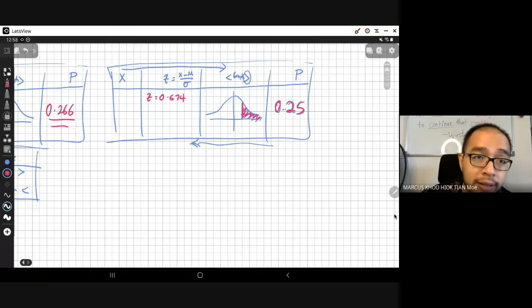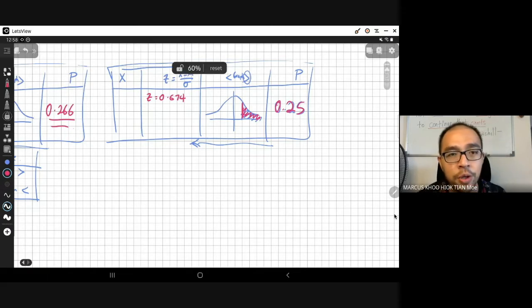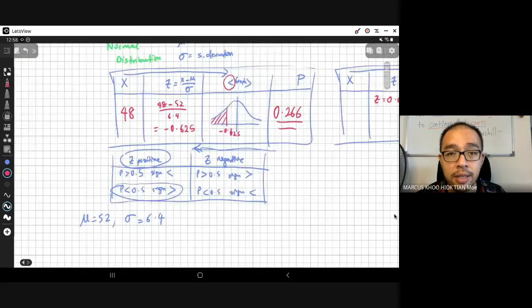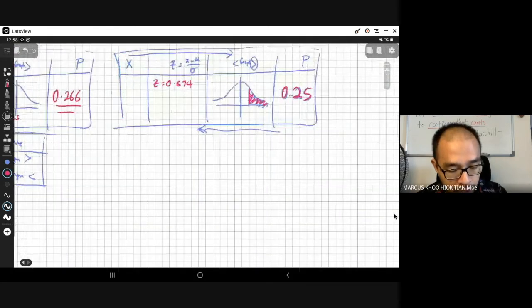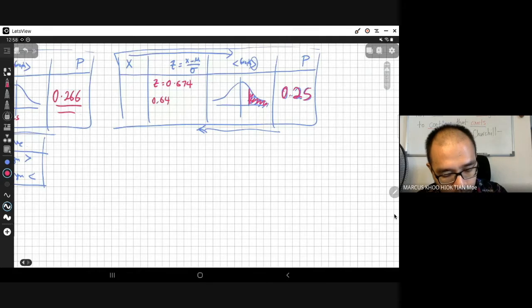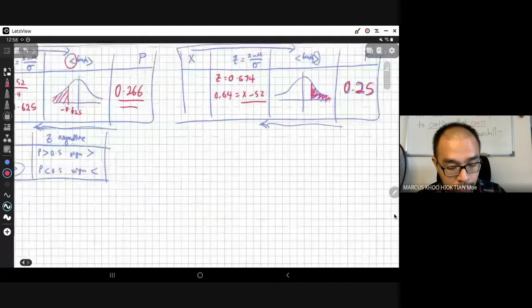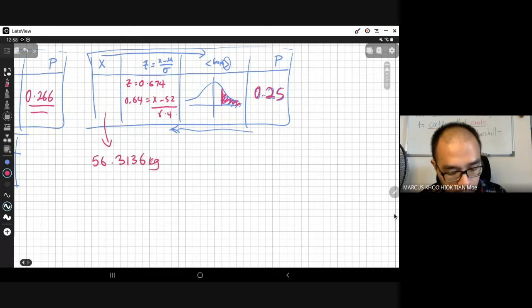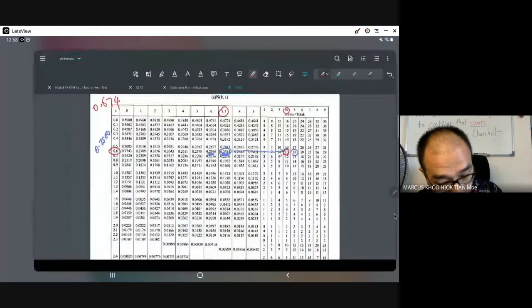Can you find the X value? Of course you can. You already have the mean, you already have the Z, and you already have the standard deviation. Okay, so the mean is 52. So 0.674 equals to X minus 52 over 6.4. Okay, and so when you do this, you will get the answer lebih kurang 56.3136. Okay, kilogram or gram? Kilogram.